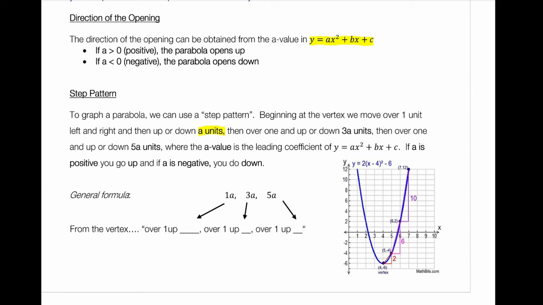And then once we get to that point, we move over 1 again, and then up or down 3a units. Then over 1 again, and up or down 5a units. The a value is the same one that we talked about with the direction of the opening. It's the leading coefficient on the form of a quadratic, y equals ax squared plus bx plus c. If a is positive, you go up, and if a is negative, you go down. So again, that's that opening up and opening down.